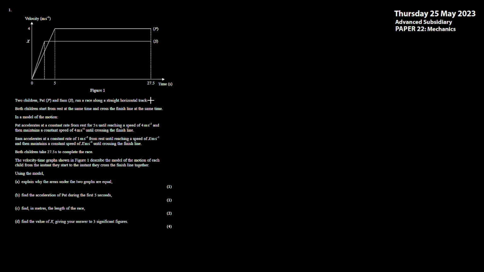Question 1 offers us a speed time graph. Speed on the y-axis, time down here. And we've got two children, Pat and Sam, P and S, and they're running along a straight horizontal track. Both the children start at the same time and finish at the same time. And we've got the two plots of their motion models here.